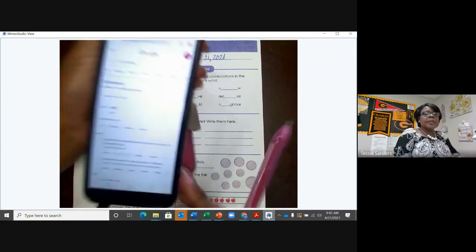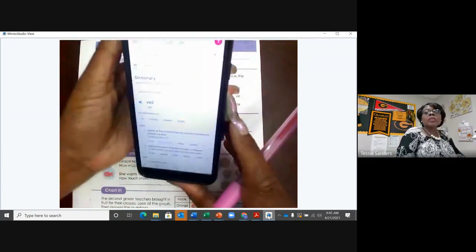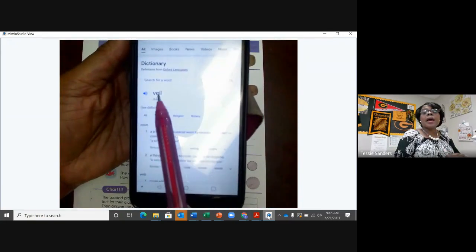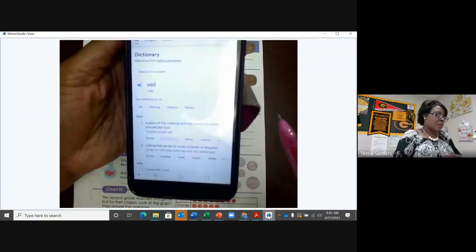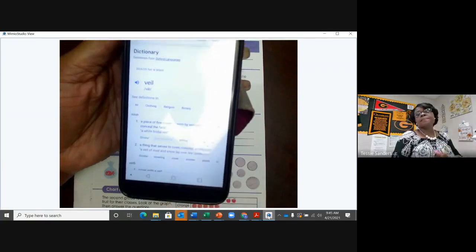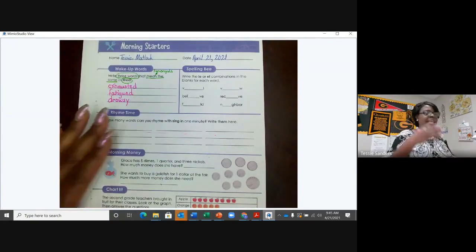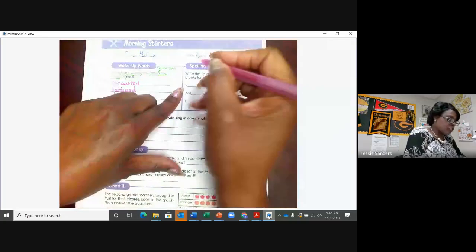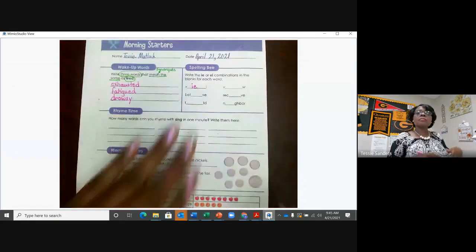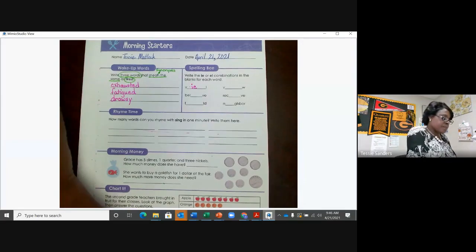Now, if we type in VEIL, I want you to see what I see. Let's see if I can situate that. We get a piece of fine material worn by a woman. You can kind of sort of see it. I wanted you to see what I saw. And that's a veil, like a wedding veil that a bride wears over her face.